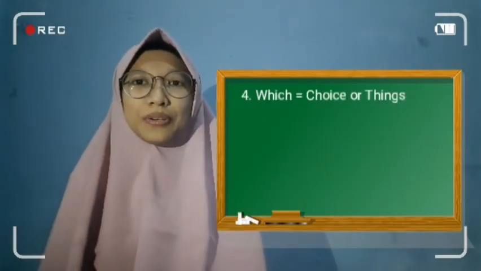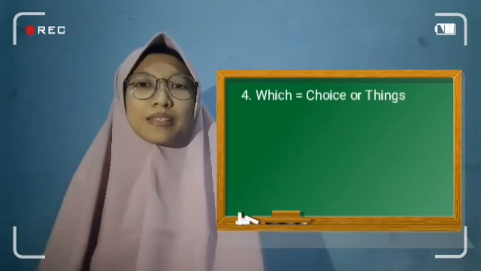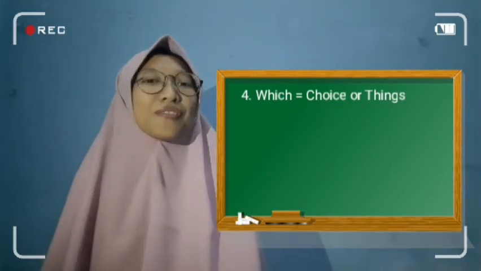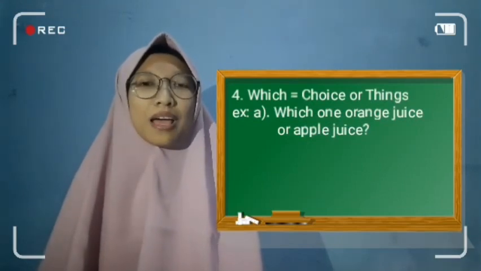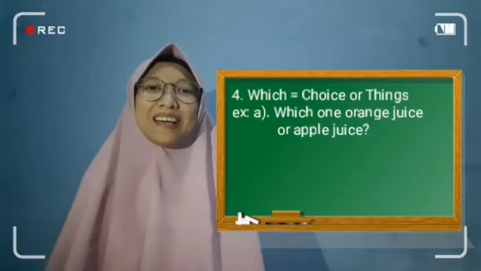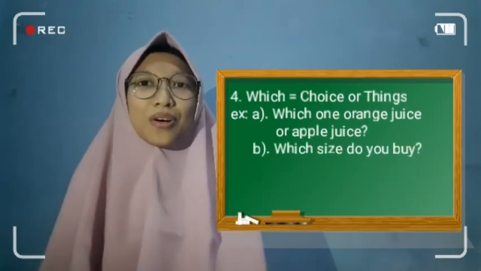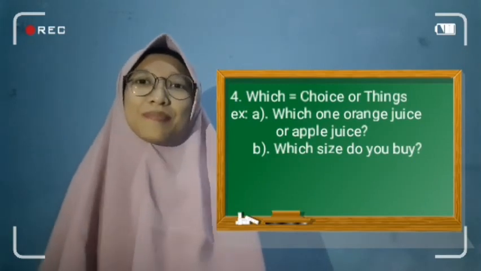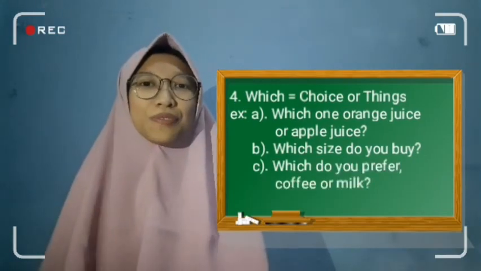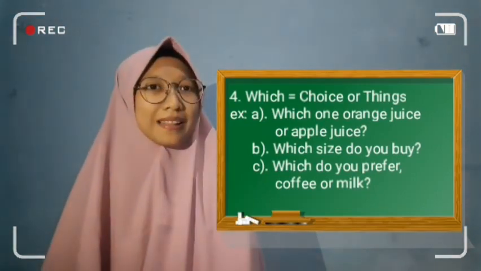Which is used to ask about a choice or information about things. For example, which one, orange juice or apple juice? Okay, the other example. Which size do you buy? Okay, next example. Which do you prefer, coffee or milk? Okay, like that. Okay, those are several types of WH questions.